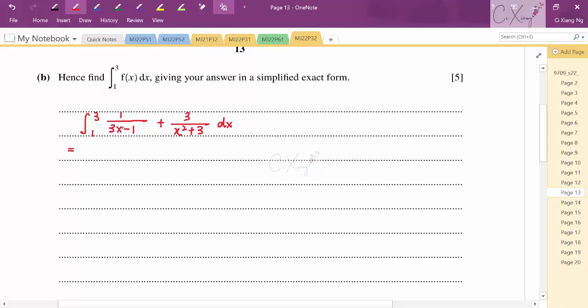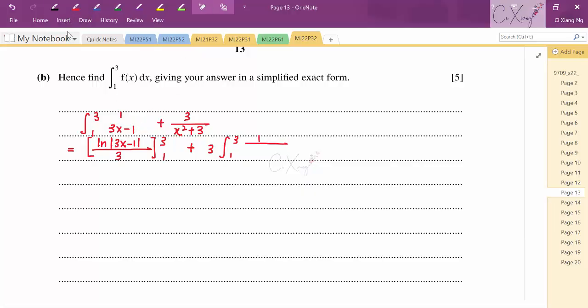Okay, so first of all, I'm trying to integrate this bracket. So 1 over 3x minus 1, I'll get ln|3x minus 1| divided by the differentiation of 3x minus 1, where I get a 3. Of course, I need to put in the limit of 3 and 1. Then for the second term here, 3 is a constant. Usually I will take it out from the constant.